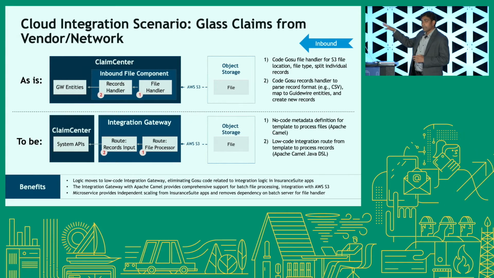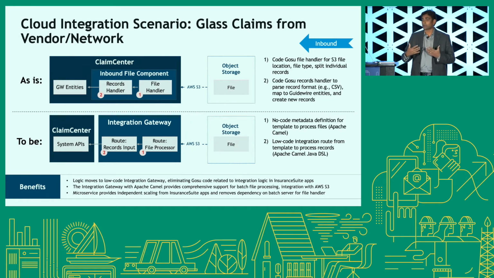In the to-be approach with the integration gateway, what you're doing is, one, you're isolating the logic. The integration gateway integration logic is outside ClaimCenter. And then you're also using out-of-box componentry, right? You're not adding a lot of code here, right? So as an example, in the first step, routes, so file processor, if you look at Camel, Camel actually has out-of-box file components. You can take that to retrieve the file from S3, and then traverse through the file records. And then once you get it, you could use low-code DSL to process those records, right?